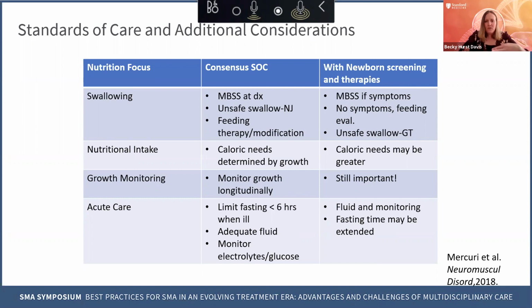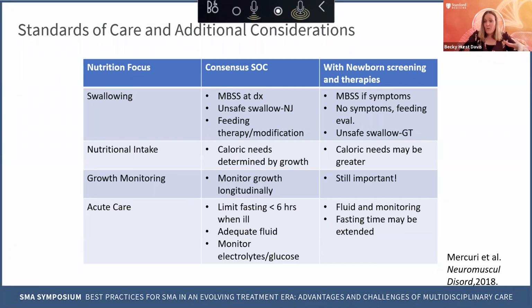And I talked about growth monitoring. So then onto the acute care. For our consensus statement, we were pretty firm to limit fasting to less than 6 hours when ill, and to really be sure in those acute care situations to monitor electrolytes, glucose, and fluid.